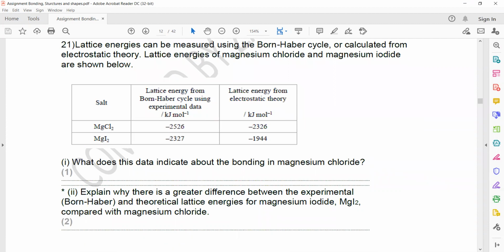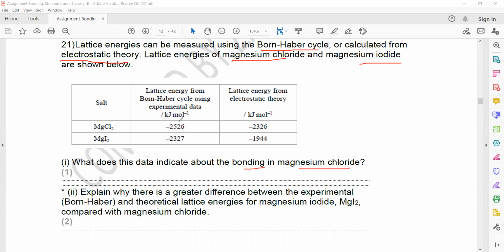So in the first question, question 21, the lattice energies can be measured by using a Born-Haber cycle or can be calculated by electrostatic theory. In electrostatic theory, we consider ions to be perfect spheres. The lattice energy of magnesium chloride and magnesium iodide are shown: the lattice energy from the Born-Haber cycle using the experimental data, and the lattice energy using the electrostatic theory. What does this data indicate about the bonding in magnesium chloride?